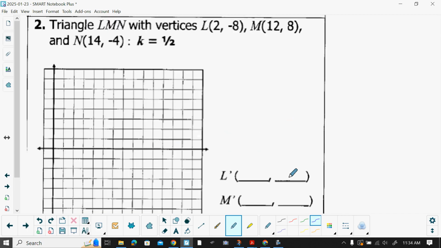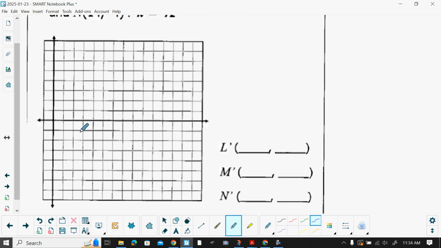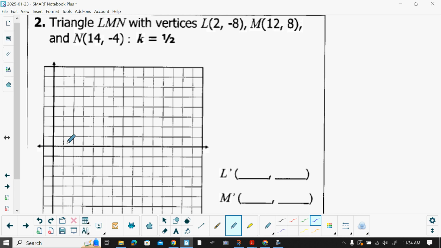Number 2, triangle LMN with these vertices. L is 2, negative 8. So we'll do the original in blue. 2, negative 8 would be 1, 2, negative 8. There is L. M is 12, 8. 1, 2, 3, 4, 5, 6, 7, 8, 9, 10, 11, 12, and then up 8.